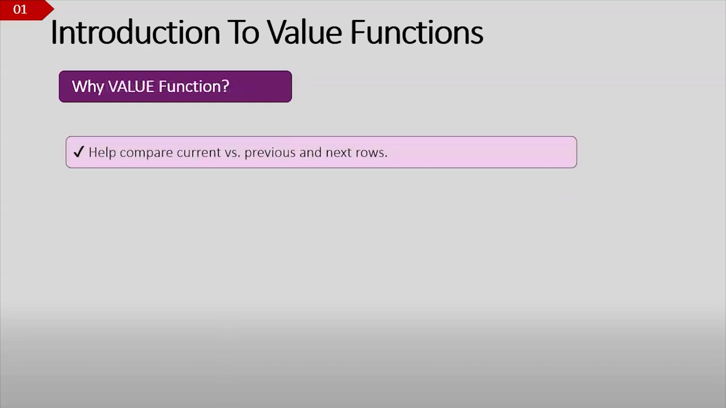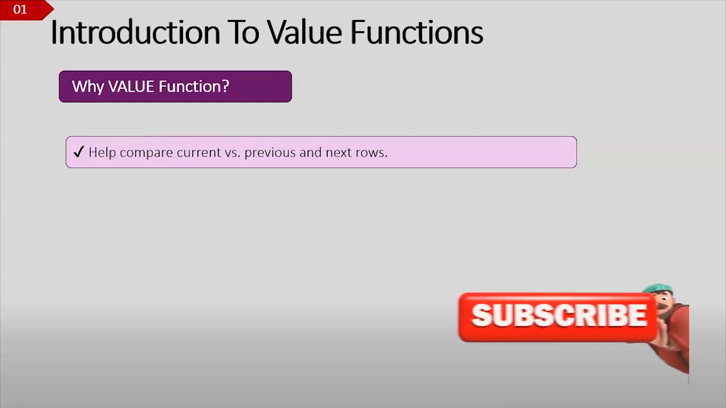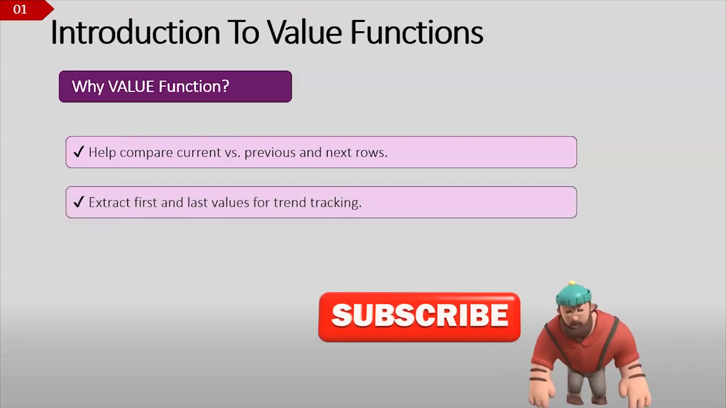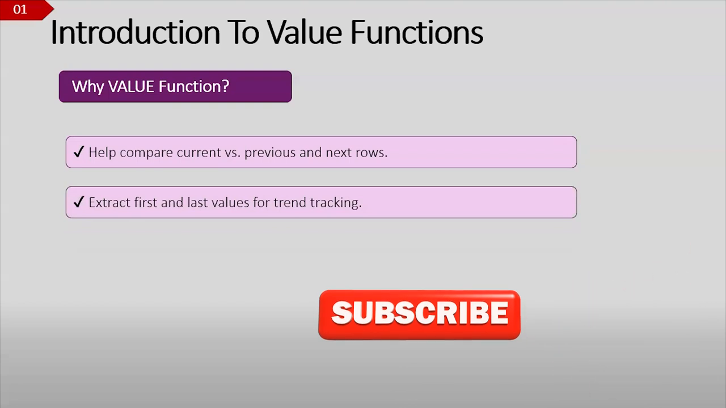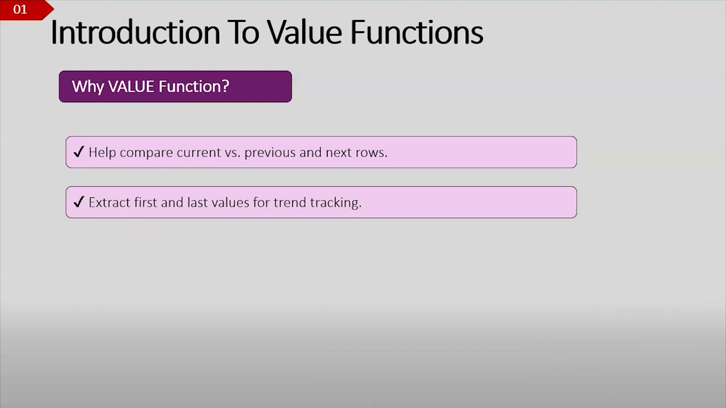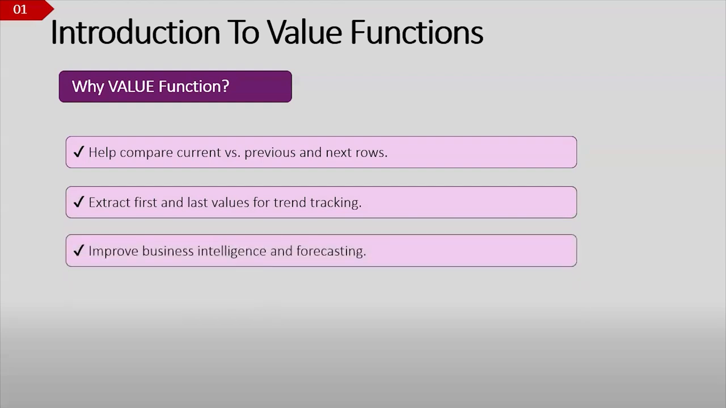Okay, why do we use value functions? First, they are used to compare the current and the previous rows, and that's one of the most important uses of value functions, and it has a lot of use cases as we will see later. Second, to extract the first and last value for some specific partition, which is very important to track trends. And of course, to improve business intelligence and forecasting, which is expecting the future.